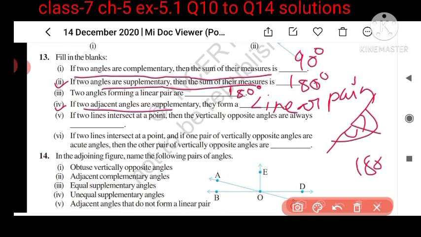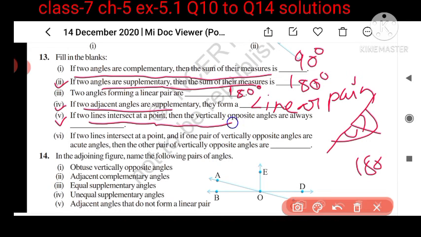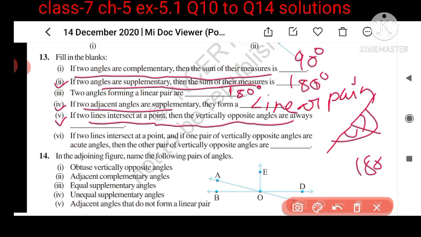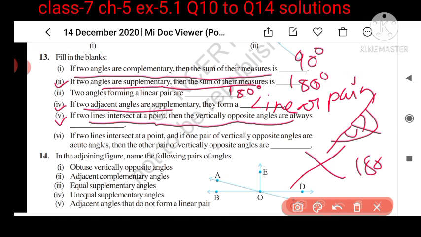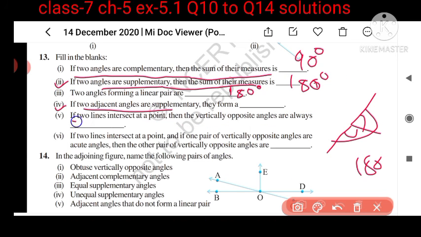Now question number 5. If two lines intersect at a point, then the vertically opposite angles are always what? If two lines intersect at a point, their vertically opposite angles are always what? Equal. So what will be the answer? It will be equal, okay. Let me erase this. So what you will write here? Equal.